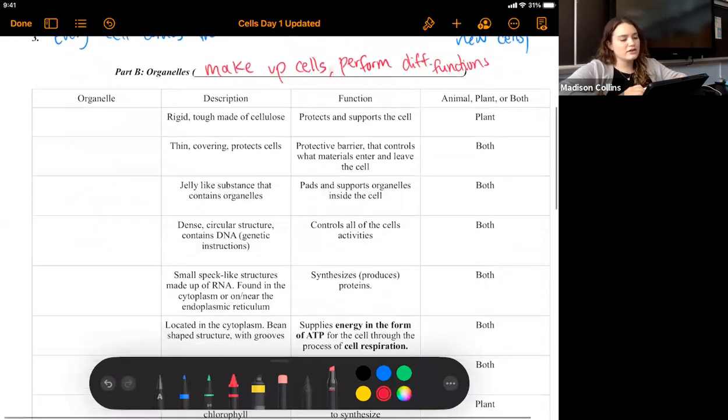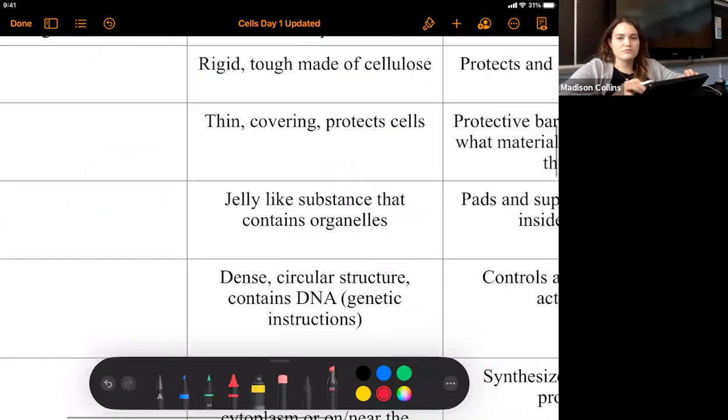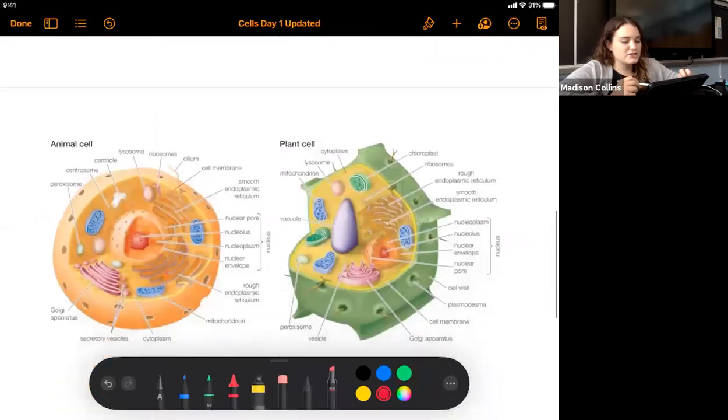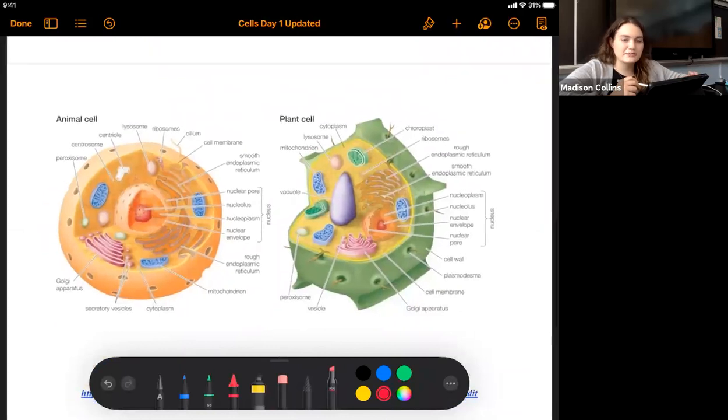And here is the list of their functions. Oh, we've got their descriptions and we've got their functions, okay? I'm going to walk you through what each of these organelles are. Many of them you've probably already heard of. So I have 2 pictures of cells down here. I've got an animal cell on the left and a plant cell on the right. These 2 cells have many similarities, but they also have a few differences. So we're going to point those out today as well.